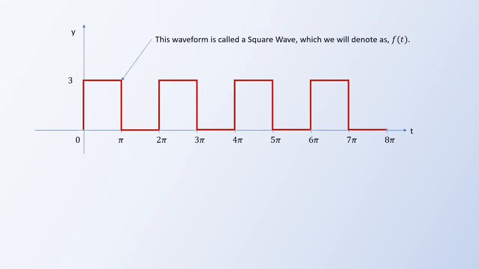So let's start with a picture called a square wave. This is a waveform that's often used in digital electronics where you have either on or off. And we're going to denote this as f of t. So this square wave function, we will call f of t. And the hope is that we're going to be able to use Fourier series to create this waveform.